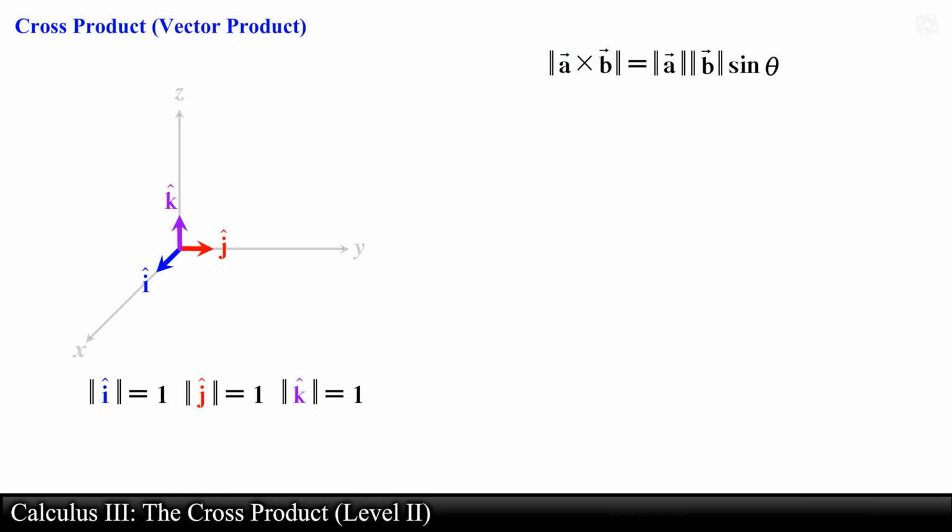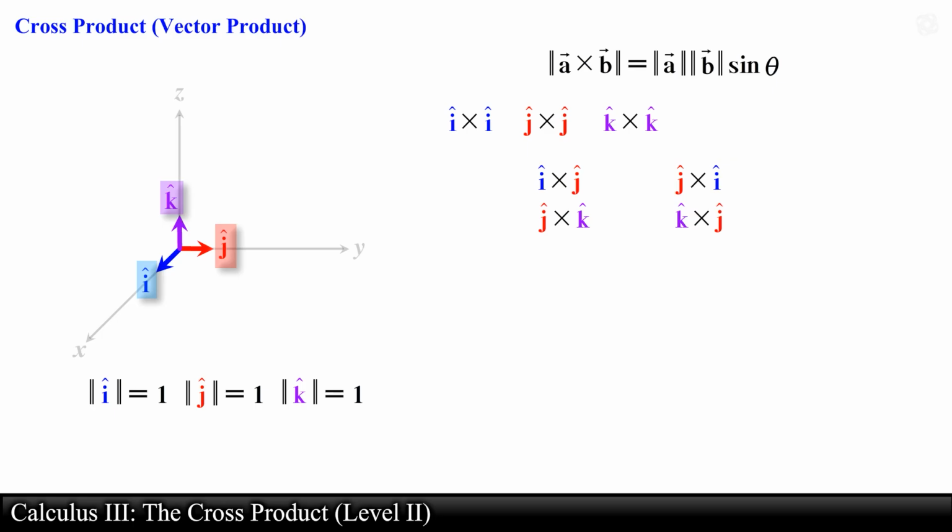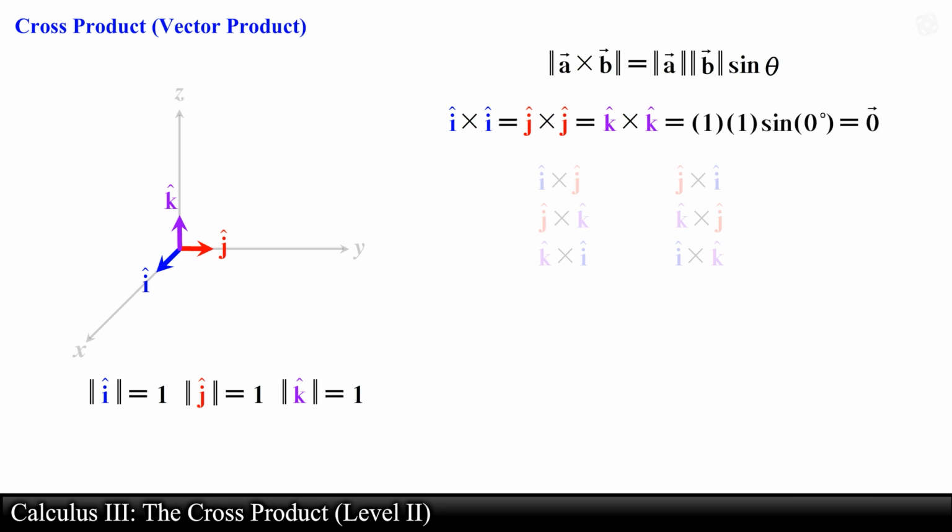Let's use the geometric definition to find the cross product of all the possible combinations between the unit vectors, which include i hat cross i hat, j hat cross j hat, k hat cross k hat, i hat cross j hat, j hat cross k hat, and k hat cross i hat. The vector product of any vector with itself is equal to the zero vector.